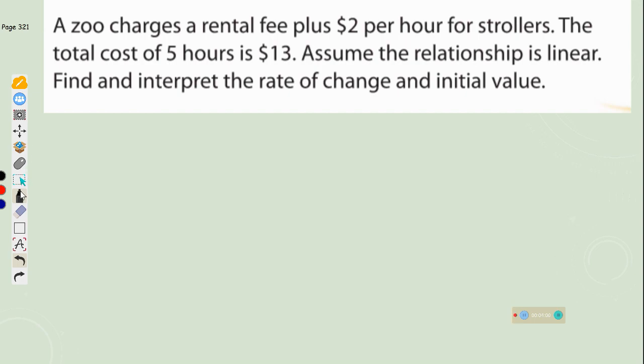Let's try it in another form. What if they say a zoo charges a rental fee plus $2 per hour for strollers? The total cost of 5 hours is $13. Assume the relationship is linear. Find and interpret the rate of change and the initial value. Okay, so we know that m is right here, $2 per hour. So 2, or 2 over 1. We know for 5 hours we paid $13.